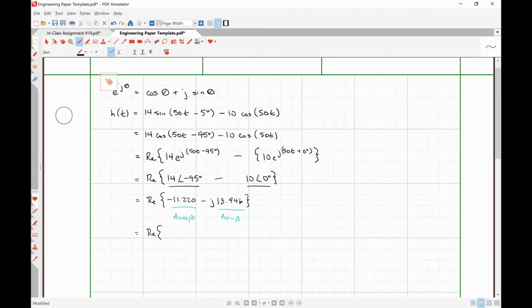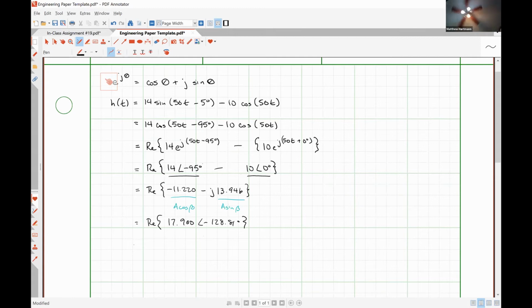On my calculator I'm getting 17.8998, which I'd call 17.9. And then the angle of minus 128.81. And so the real part of that is going to be 17.900 cosine 50t minus 128.81 degrees, which is the exact answer that we are looking for.